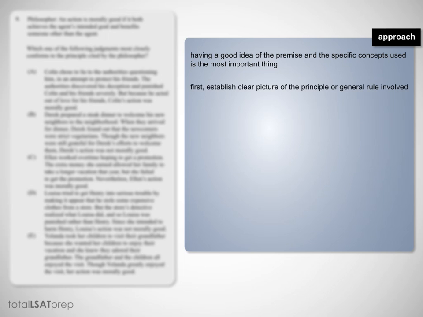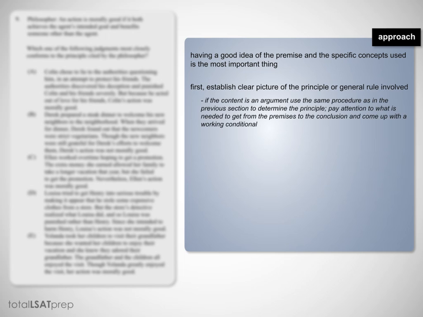So the general approach, having a good idea of the premise and the specific concepts used, is the most important thing. First, you need to establish a clear picture of the principle or general rule involved. So if the content is an argument, use the same procedure as in the previous section to determine the principle. Pay attention to what is needed to get from the premises to the conclusion and come up with a working conditional.